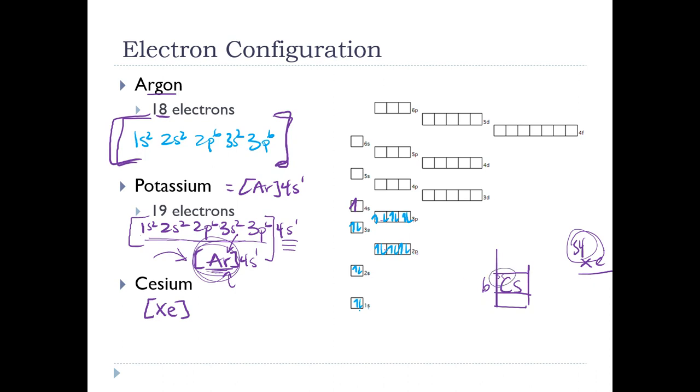But where should I put it? Well, period number 6 means that we're in the 6th energy level. And we always start with s's, and there's only one. So this is the electron configuration of cesium: xenon, 6s1. Xenon, because it's the noble gas that comes right before cesium. 6, because cesium is in the 6th period. 1, because it's the first guy in period number 6.